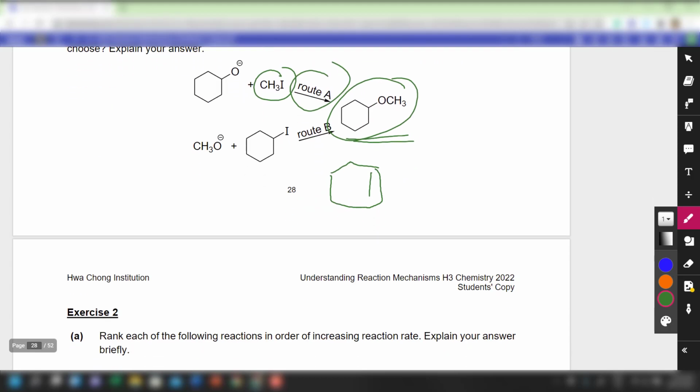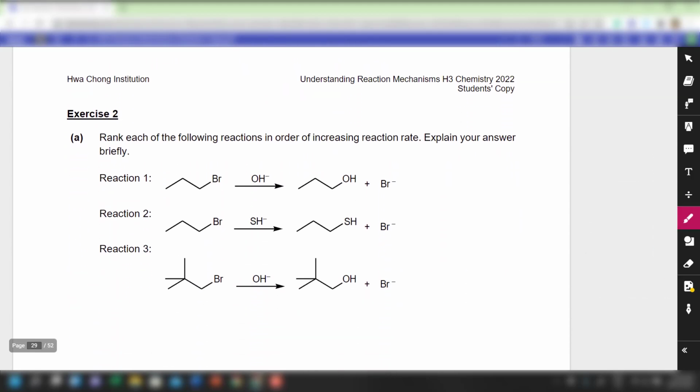Okay, then we'll move on to exercise 2. We are asked to rank each of the following reactions in order of increasing rates. Again, our decision number 1: they are all primary substrates. Since they are all primary substrates, I'm expecting all of them to undergo SN2, largely SN2. I'm not saying SN1 is impossible. Indeed, it's probably very minor, but SN2 largely.